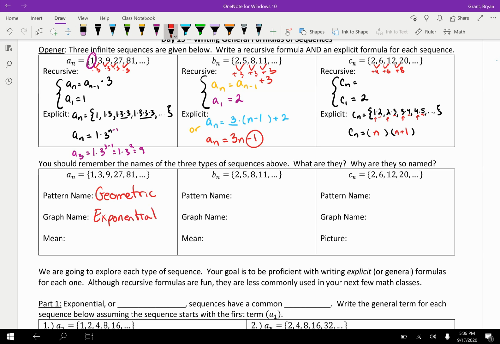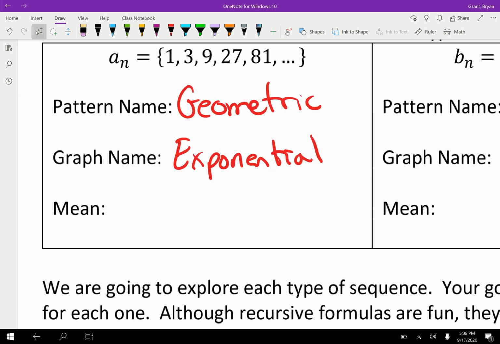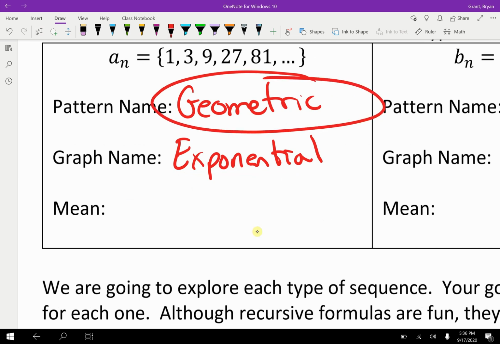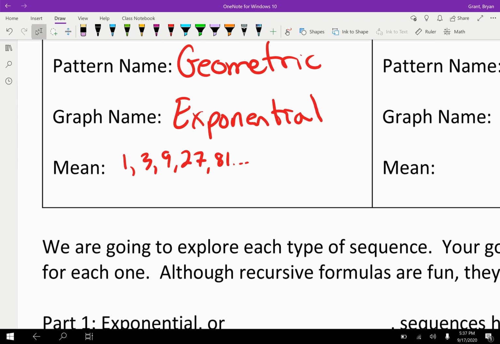Okay, and then mean, well, what do I mean? I literally mean the mean. The mean of this is that geometric is the mean. So what type of mean? Well, notice that if you have 1, 3, 9, 27, 81, if you wanted to find the geometric mean, well, the geometric mean is maybe something you haven't heard of before. The geometric mean is where you multiply 2 numbers together, and then you square root them.